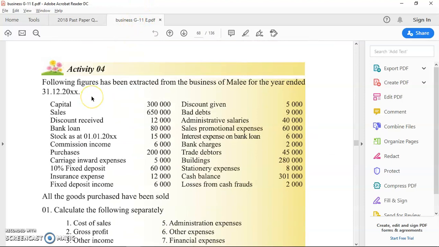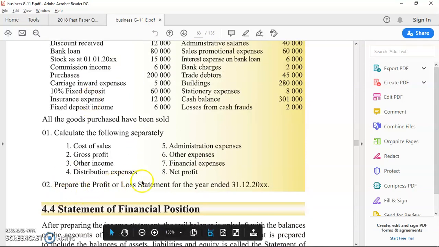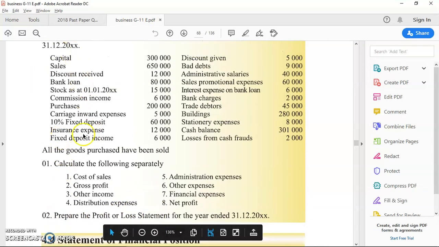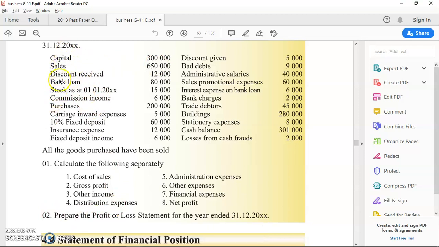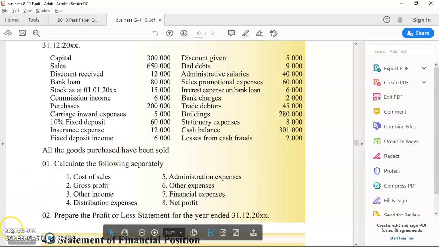The activity 4. So you were asked to prepare the profit and loss statement. So all the income and expenses from this, you can take it to the profit and loss. The capital, the assets, equity, liability, you don't take. That is the capital, bank loan, 10% fixed deposit, building, trade debtors, cash balance, all of these you don't take, because we use that to prepare the financial statement, that is statement of financial position.